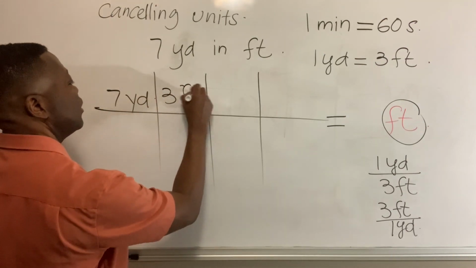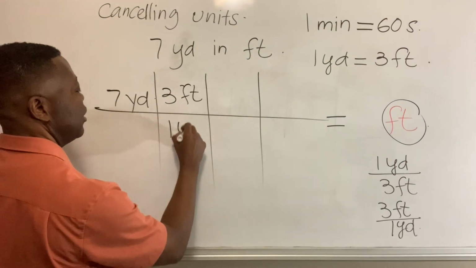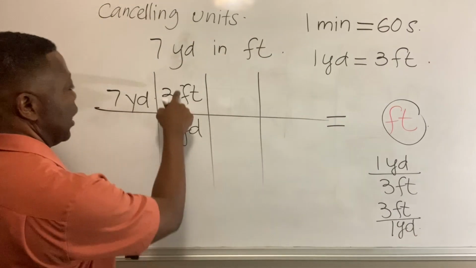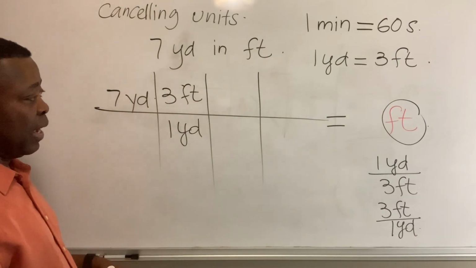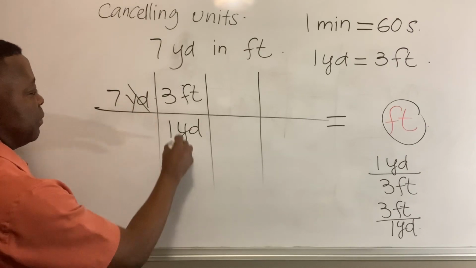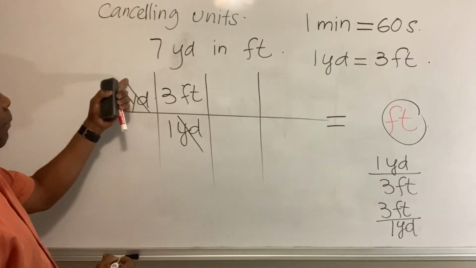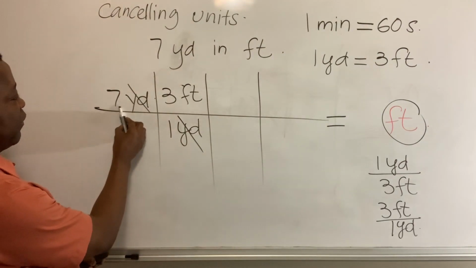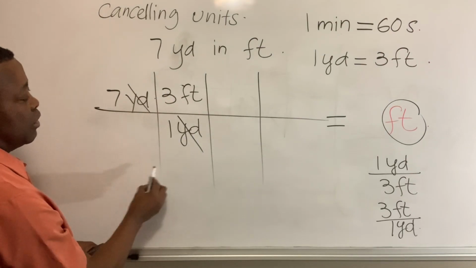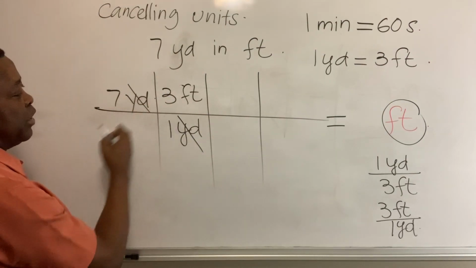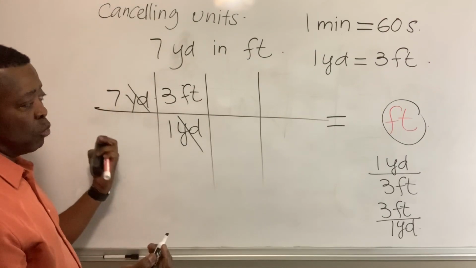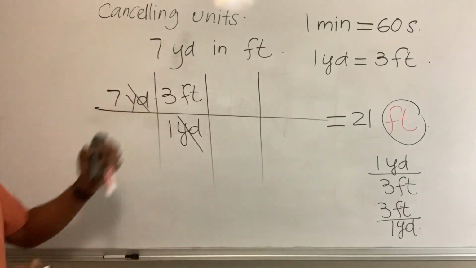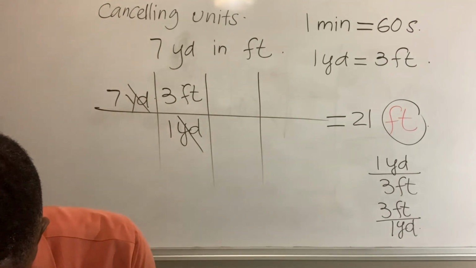So 3 feet over 1 yard. Do I need another step? I don't think so. So I think at this point, I'm good. I cancel yard because yard shows up on top and at the bottom. And finally, my answer will be 7 times 3 feet over 1. 7 times 3 is 21. 21 over 1 is 21. So my answer is simply 21 feet. I have another one.